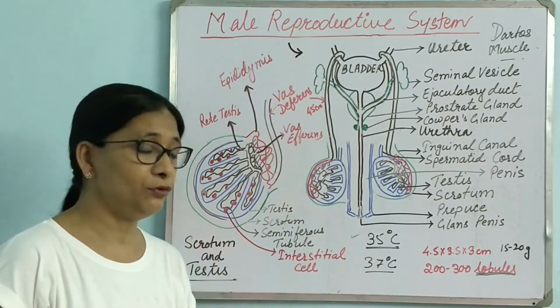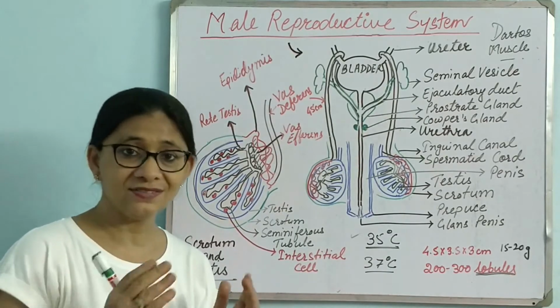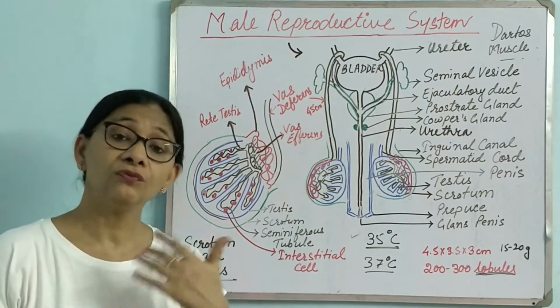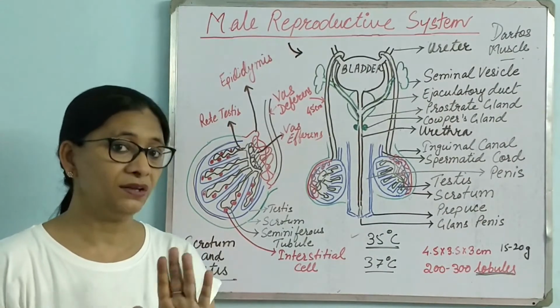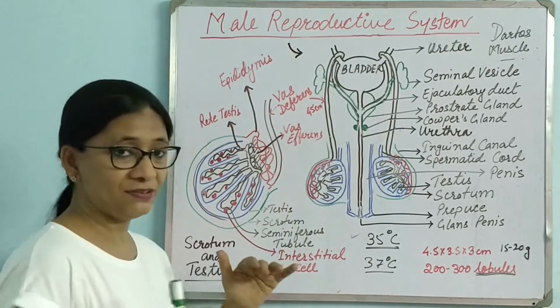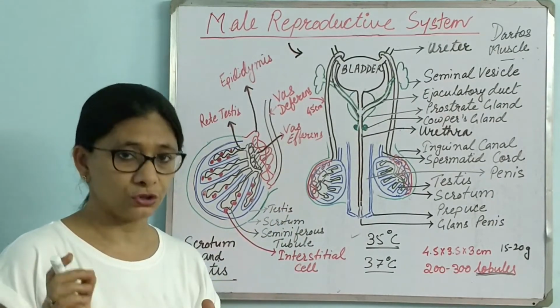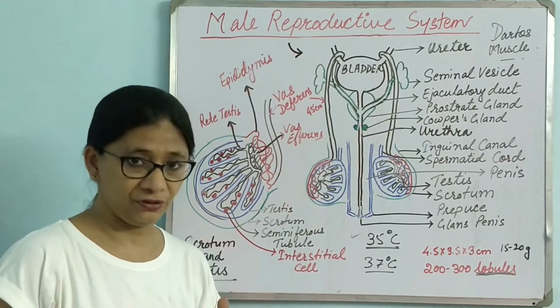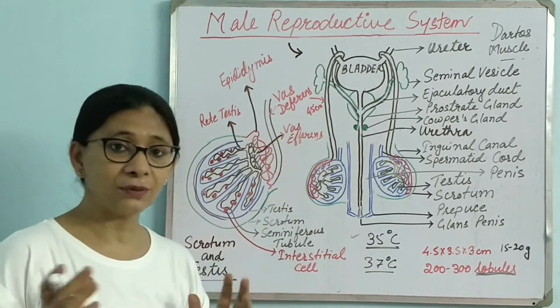Now there is some confusion regarding the spelling of testis. It is T-E-S-T-I-S somewhere, and T-E-S-T-E-S somewhere. So the first one is singular and the second one is plural. Both are correct. A pair of testes remains suspended in a bag-like structure which is called scrotum. Testis we shall be discussing in a little detail after a while. Let us first see the system as a whole.